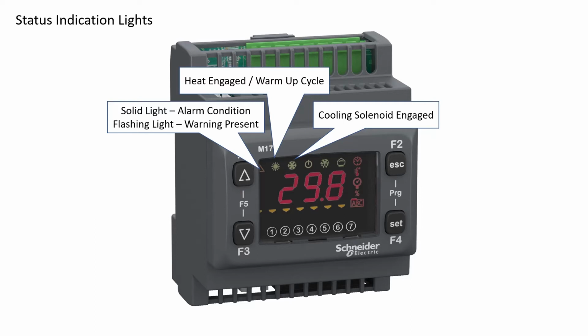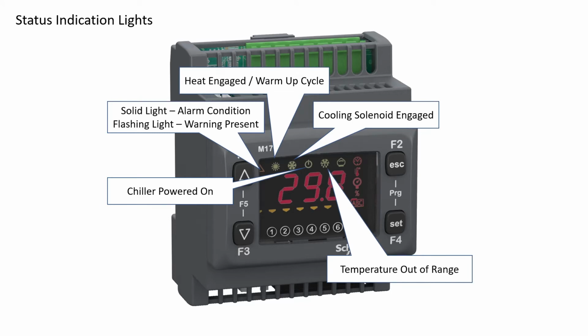Cooling solenoid engaged. If you're doing a pull down to a set point for your process fluid temperature, your cooling solenoid is going to engage and allow a refrigerant into the refrigeration system. This just means that solenoid is opening and closing. Chiller power on. Exactly how it sounds. Temperature out of range. If your process fluid temperature is plus or minus 5 degrees from your set point, that just means your temperature is out of range and your chiller should be trying to control to it.